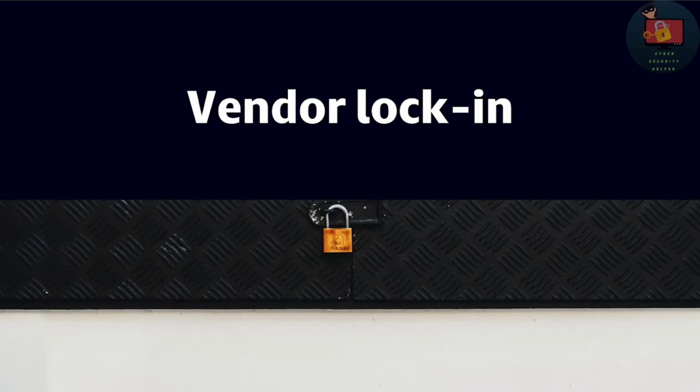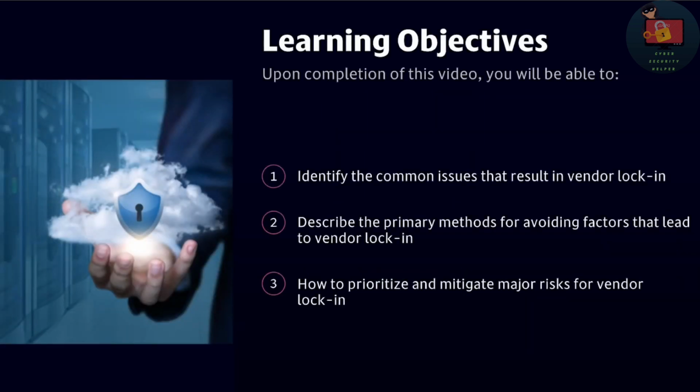All right, now we're going to talk about vendor lock-in. And I know this has come up a few times at this point, but there are a number of components of vendor lock-in that we haven't discussed yet. And it is an incredibly important risk when using cloud deployments. Our learning objectives for this lesson are to talk about the common issues that result in vendor lock-in, talk about the primary methods for avoiding the factors that lead to vendor lock-in, and how to prioritize and mitigate major risks for vendor lock-in.